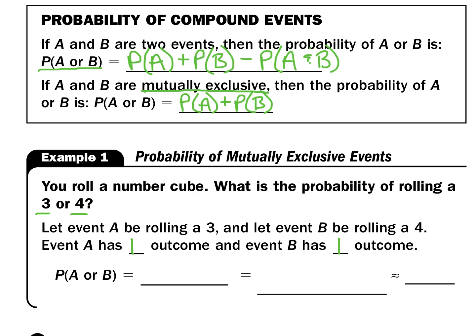So the probability of A or B occurring in a mutually exclusive event is the probability of A plus the probability of B, which is 1 out of 6, because there's only one way out of 6 that I can roll a 3, plus 1 out of 6 for rolling a 4, which is equal to 2 out of 6, or 1 out of 3, which is approximately 0.333.